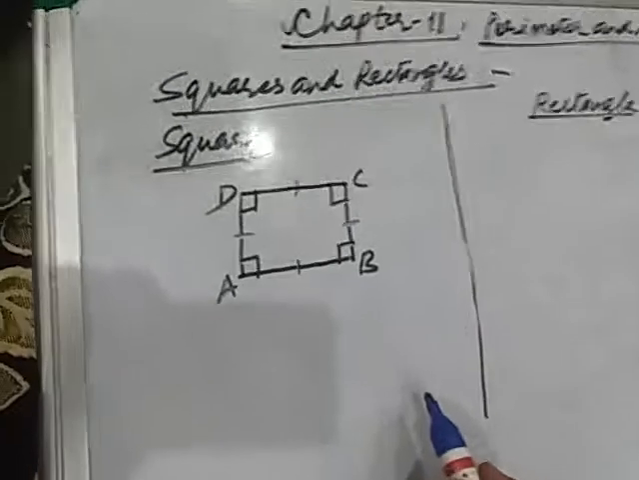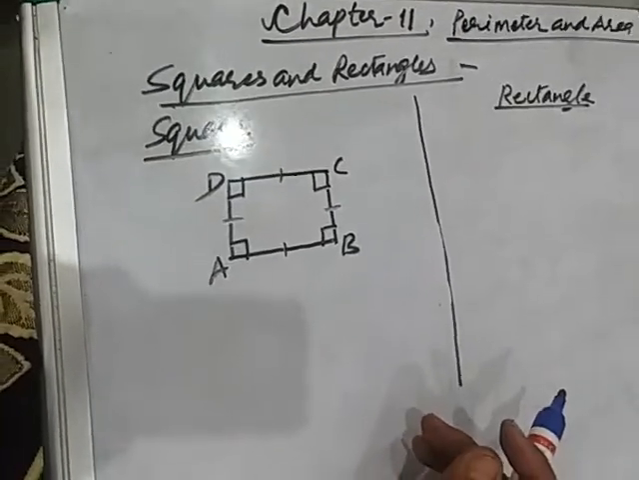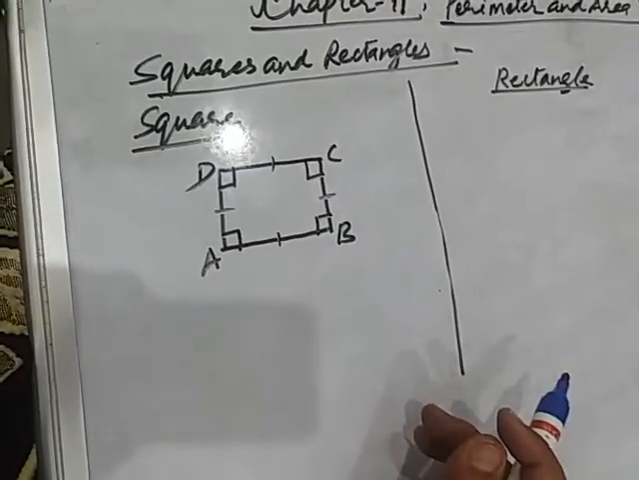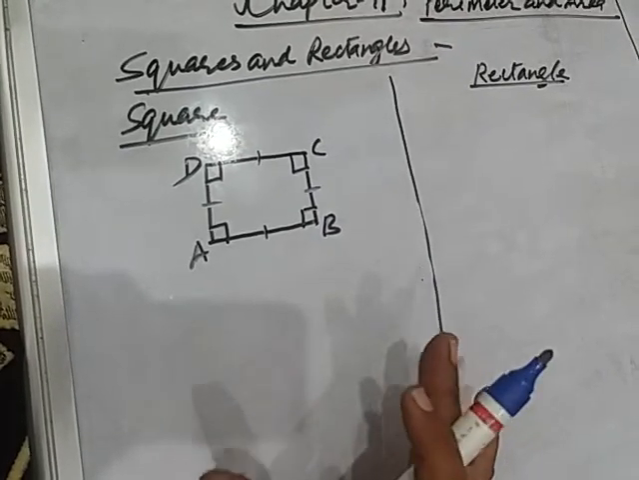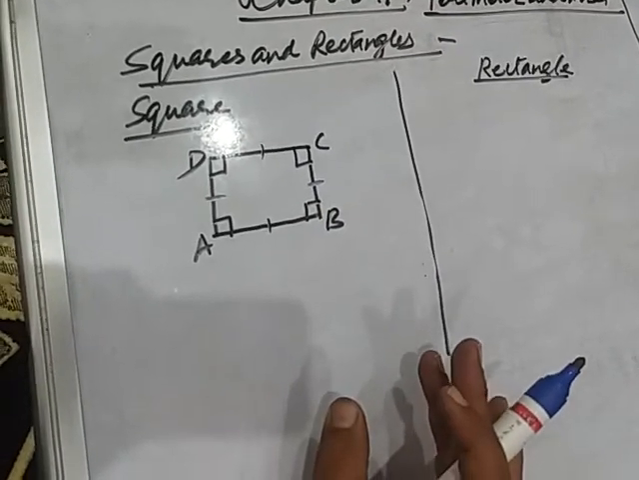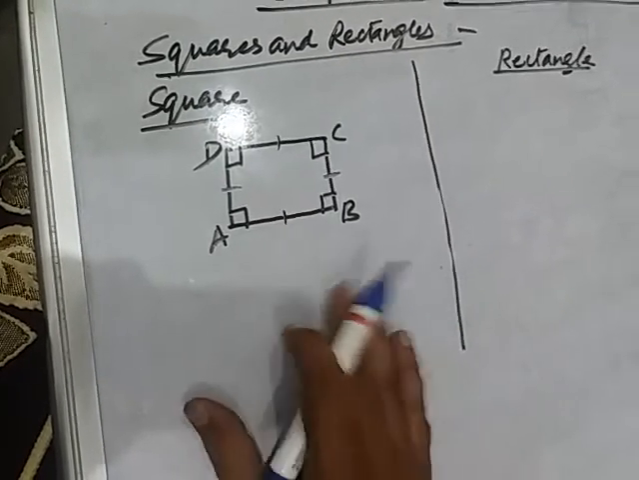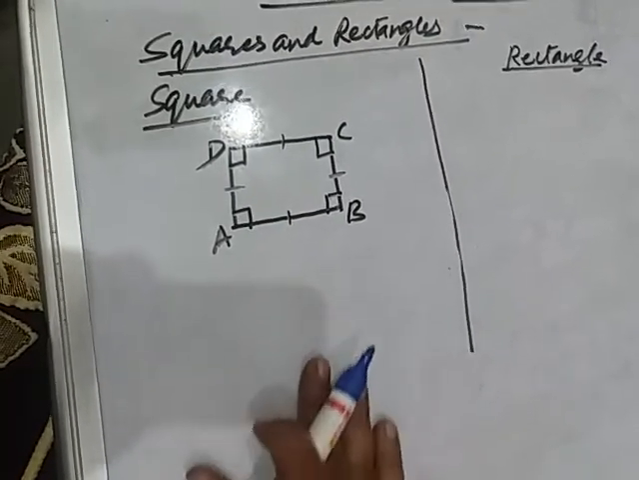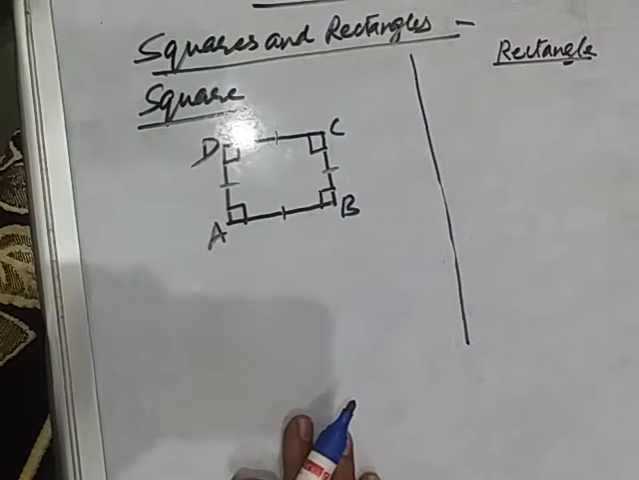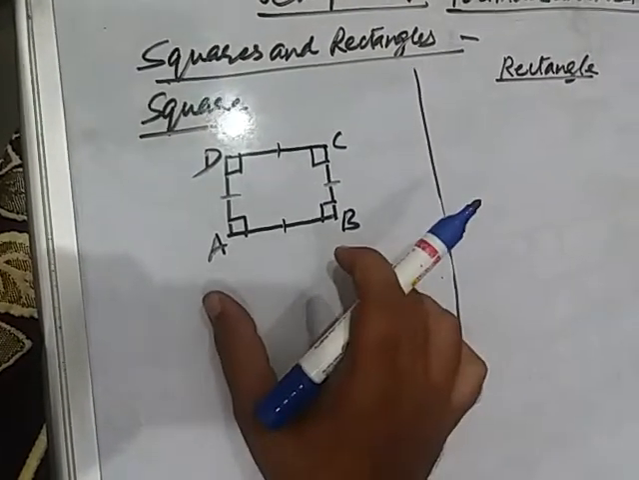Okay, this is a square. So a square is a four-sided polygon whose all the four sides are equal and all the four angles are what? That is your right angle. So this is a perimeter of a regular polygon. This is also a regular polygon.